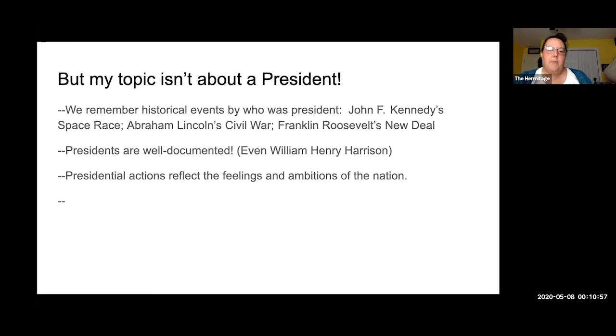So the presidency, these 4-year terms or 8-year terms, become easy ways for us to categorize events in American history. Presidents are extremely well documented. Even William Henry Harrison, 30 days in office, and we even have archives for William Henry Harrison. So what is happening during the president's term in office is extremely well documented, and it forms an archive that's a very unique look at events in American history.